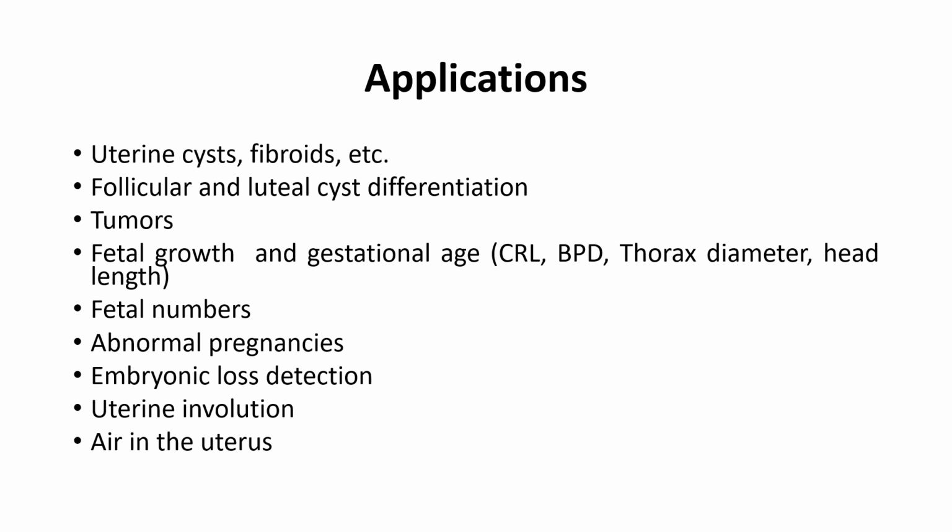by detecting crown-rump length, that is the length between the top of the head up to the back from the point where the tail originates. Biparietal diameter, that is the widest diameter of the head, thorax diameter, and head length can be used for gestational age assessment of the fetus. We can detect the fetal numbers and also detect abnormal pregnancies. Embryonic loss detection can also be performed through ultrasonography. We can assess the uterine involution status and the air in the uterus.